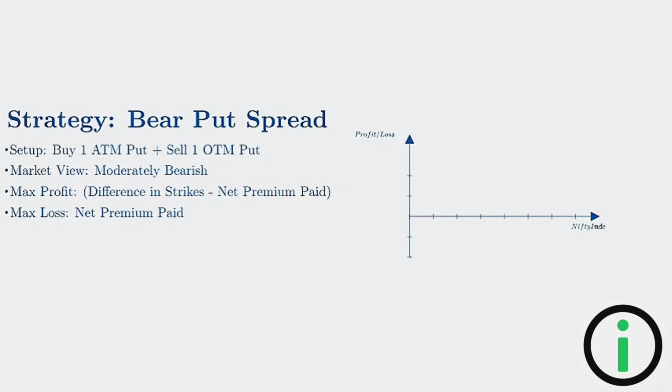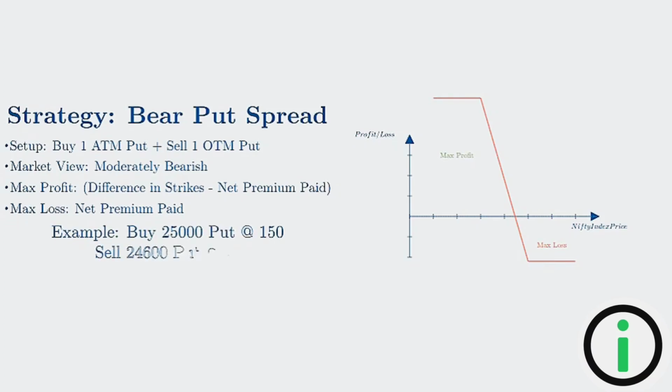The payoff diagram shows that if the market stays high or rallies, you lose the net premium you paid. As the market falls, you move into profit until you hit the strike of the put you sold. Beyond that point, your profit is locked in and does not increase further. It is a much cheaper way to bet against the market than buying a naked put, especially when implied volatility is high and options are expensive.